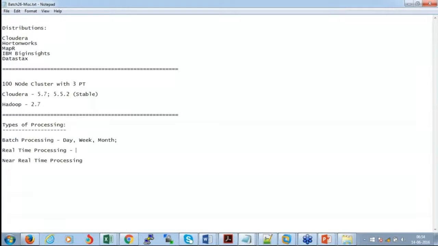So that's why near real-time processing works on micro batches, and that helps you to improve the customer satisfaction, right? I'm just throwing an example here, one example that you can imagine to understand. I'm talking about near real-time processing. I'm not talking about real-time processing.